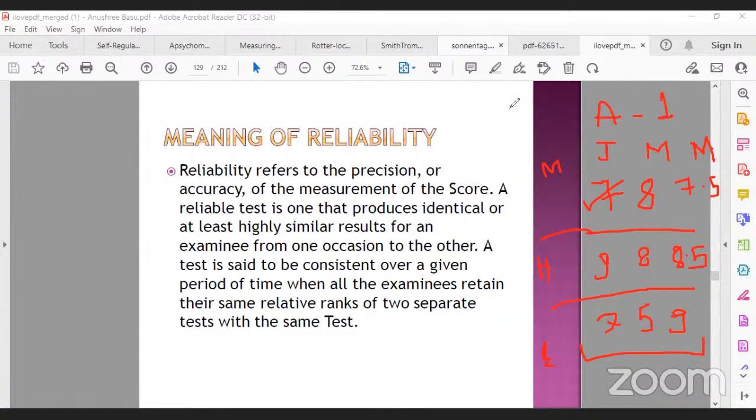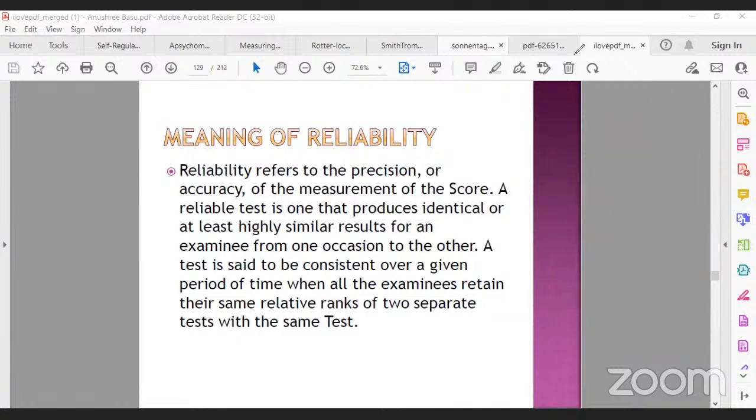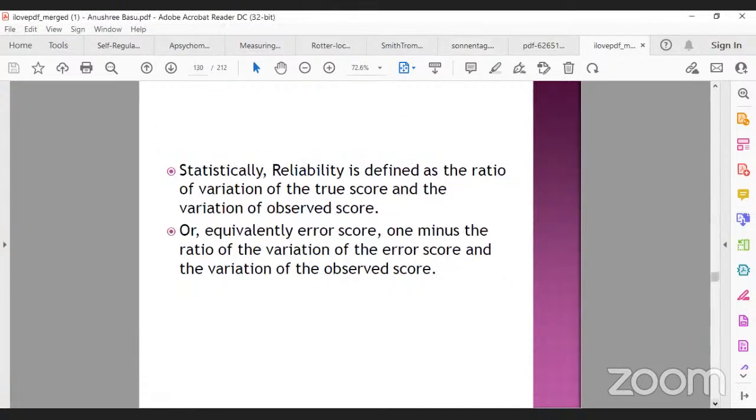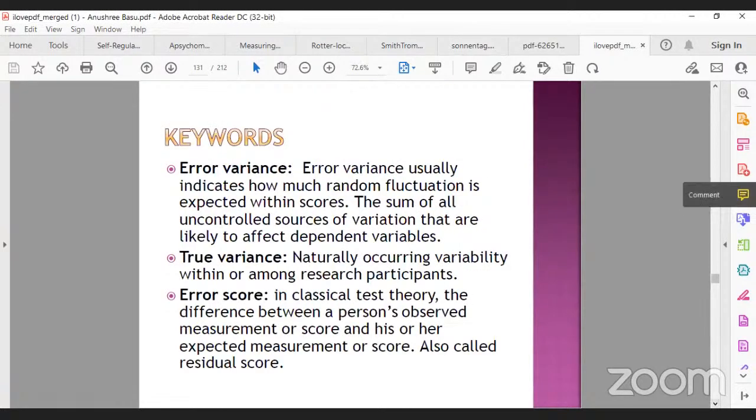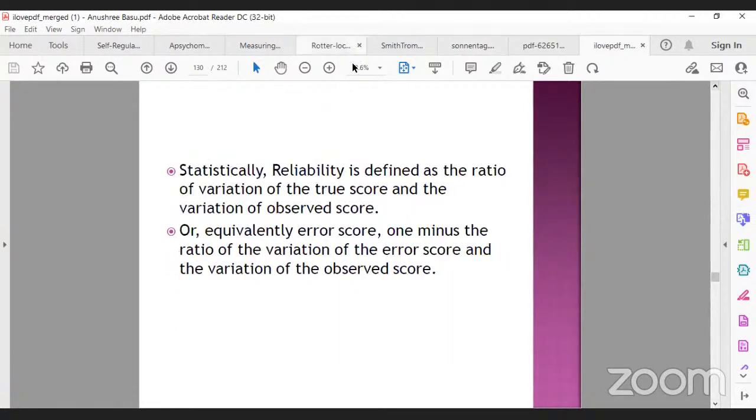So this is how reliability is calculated for a test which you have created and the items you have designed. So this is how we proceed. So statistically, reliability is defined as the ratio of variation of the true score and the variation of observed score. So what is the true score and what is the observed score and what is the ratio between the two?